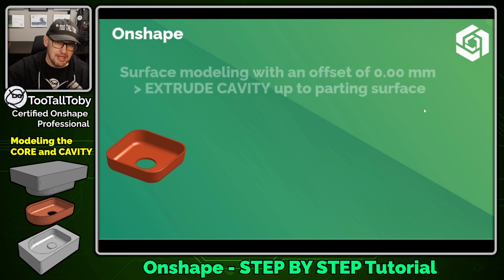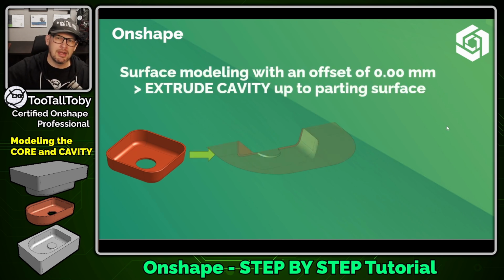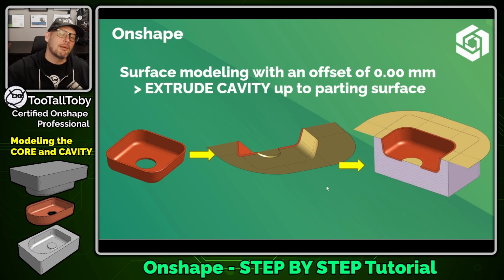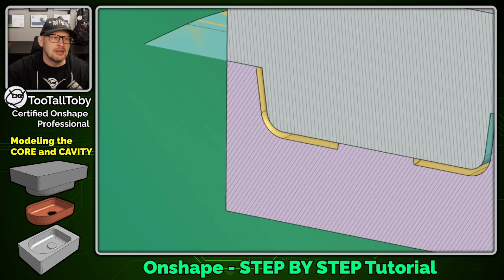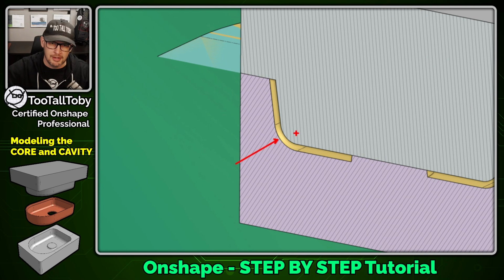So to create the cavity, once again, we would do surface modeling. We would do an offset of 0.00 millimeters, but this time it's going to be to that lower surface. And then once again, we would extrude the cavity up to that parting surface. And what this leaves us with is our core and cavity blocks. And you can see here that where those two surfaces were not touching, we're left with a void, which is where the plastic is going to flow into. That void is created from the geometry of the original plastic part.